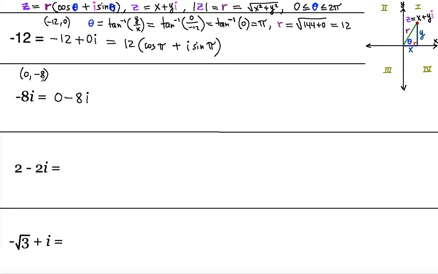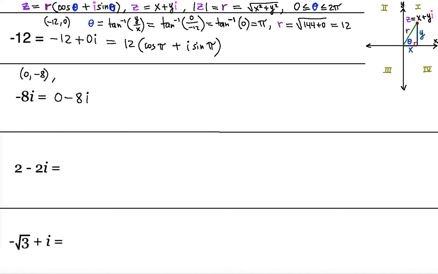0, negative 8 is going to be where? It's going to be exactly on the negative y-axis here, right? So you might think, okay, this must be 3 pi over 2 for the theta angle. Let's confirm that algebraically. Before we do that, let's actually find the modulus.